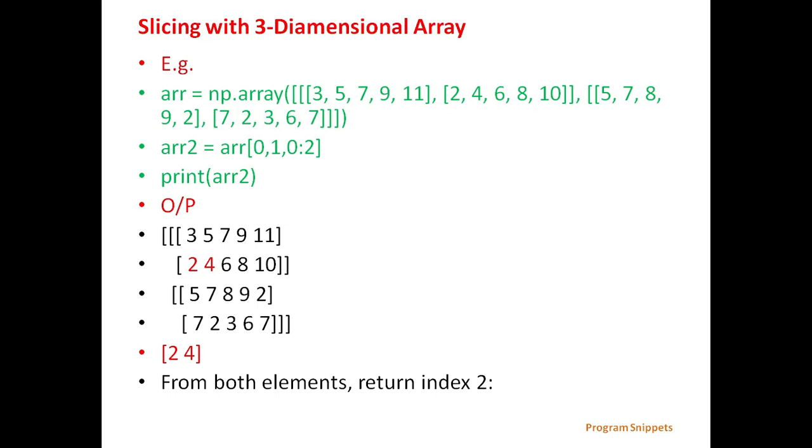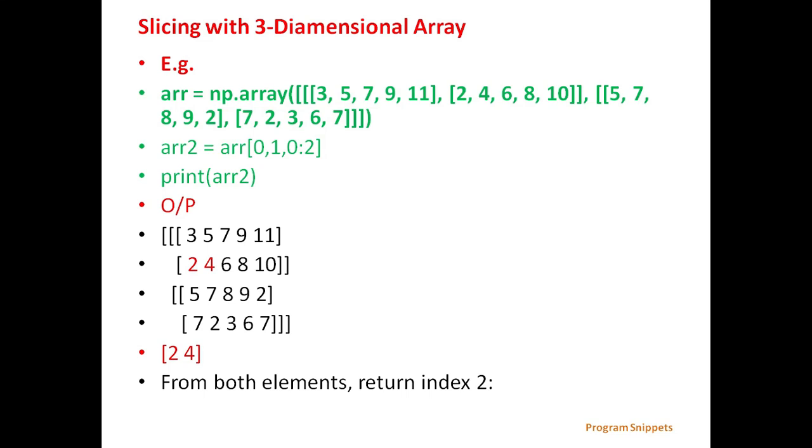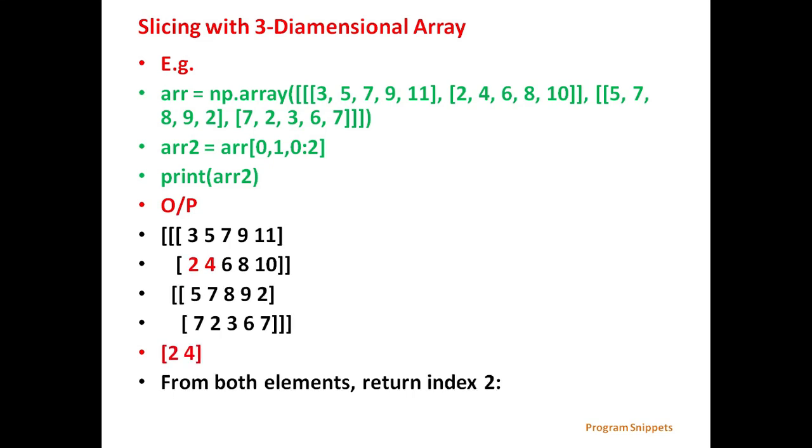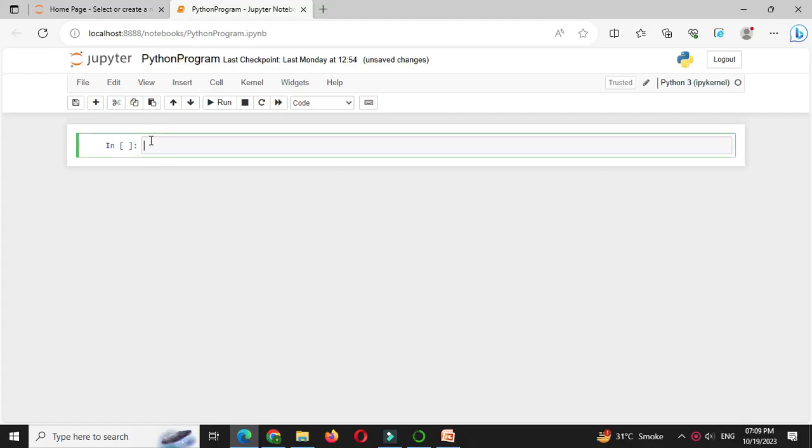Next we will see slicing with three-dimensional array. Here three-dimensional array is declared and we will print array with 0:1, 0:2. It will give the output 2 and 4. That is, it will return both the elements which are at index 2 from first index. So it will give 2 and 4. Now we will execute this with Jupyter Notebook.